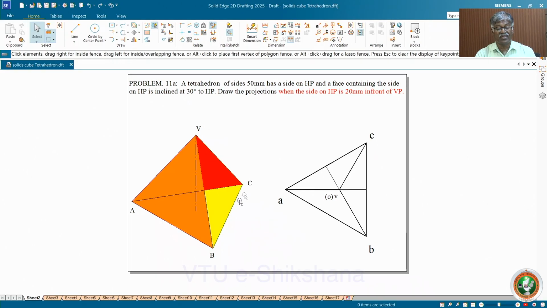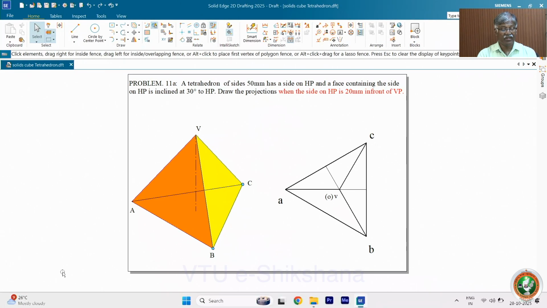Now you can see the 3D view. So here the yellow surface is BVC and the dark orange, brick red color is AVB, and one more is AVC at the backside, and the base is ABC as such. I have to consider that as the base. That is also a face. You can consider that also. For all practical purposes, I am looking at this as a limiting case of a triangular pyramid.